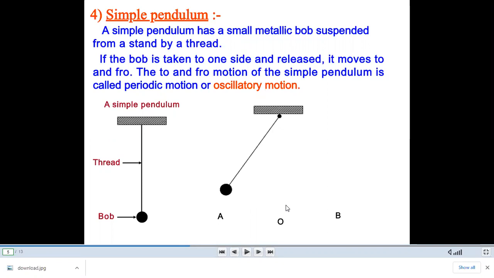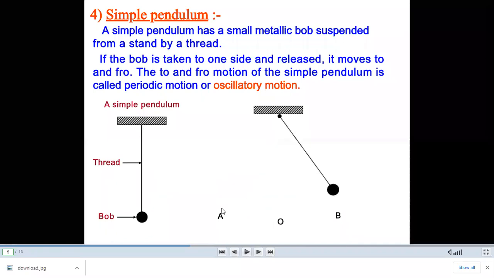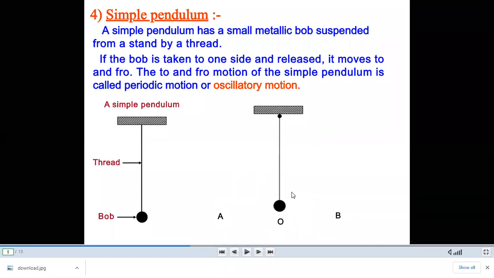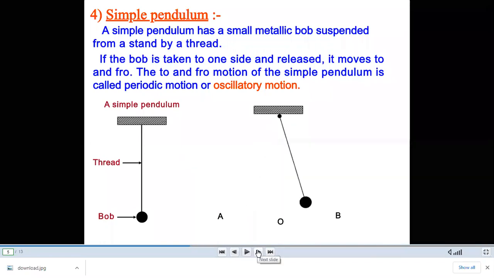A and B are the extreme positions, and O is the mean position. When you take that bob to extreme position A and release it there, you will observe that it executes simple harmonic motion. This kind of to and fro motion of a simple pendulum is also called oscillatory motion.